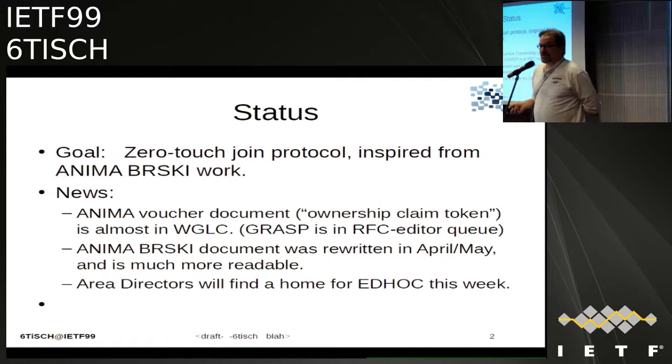So as Pascal mentioned, we need ad hoc. Ad hoc will be our asymmetric key management protocol that we need to run.